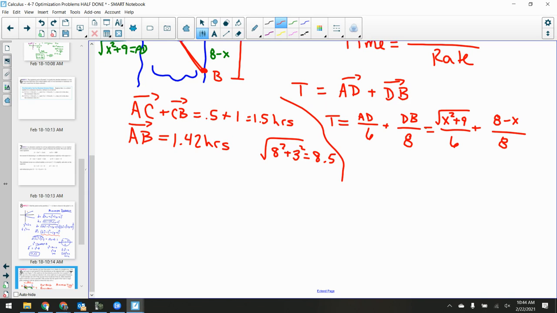I could get common denominators here, but I'm going to replace this square root with x squared plus 9 to the 1/2 power. Okay, and instead of writing divided by 6, I'm going to write it as 1/6 plus 1/8 times 8 minus x.